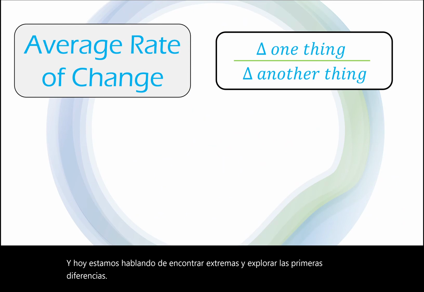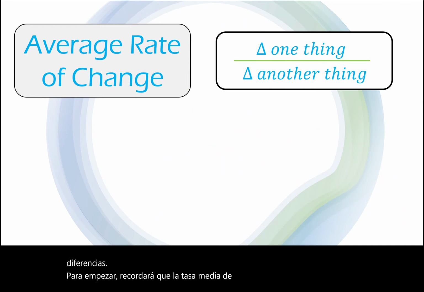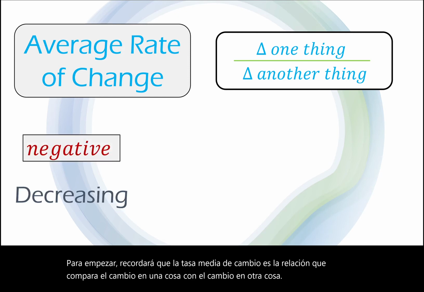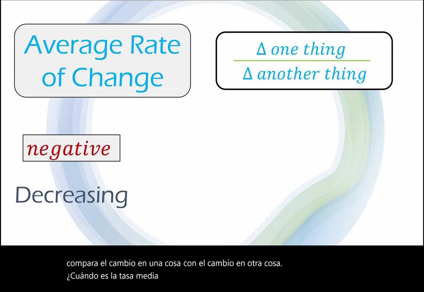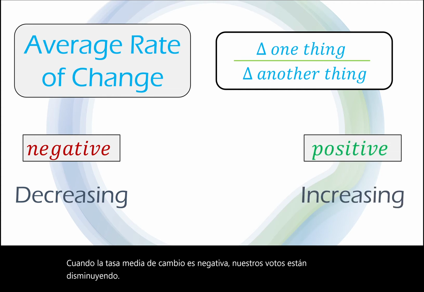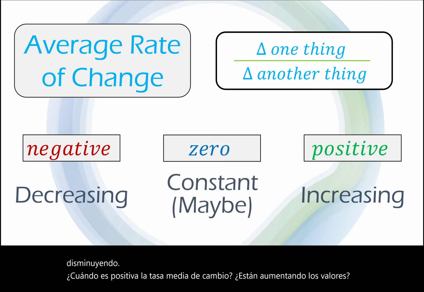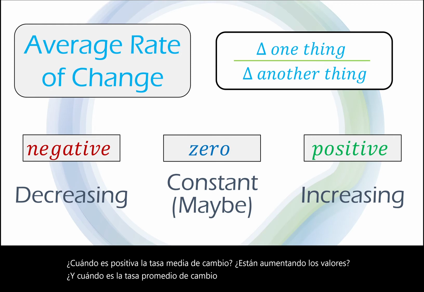To start off, we'll recall that the average rate of change is a ratio that compares the change in one thing to the change in another thing. When our average rate of change is negative, our values are decreasing. When our average rate of change is positive, our values are increasing. And when our average rate of change is zero, it's possible that our values are constant.